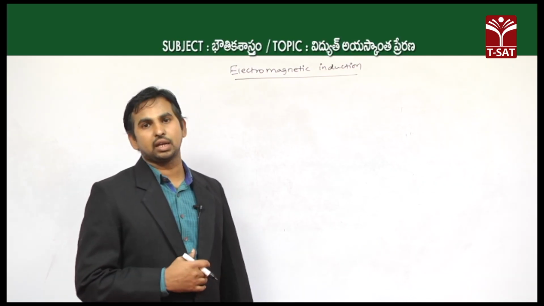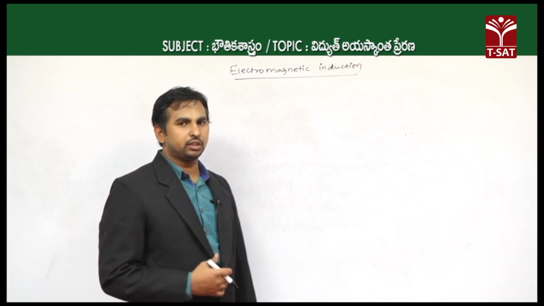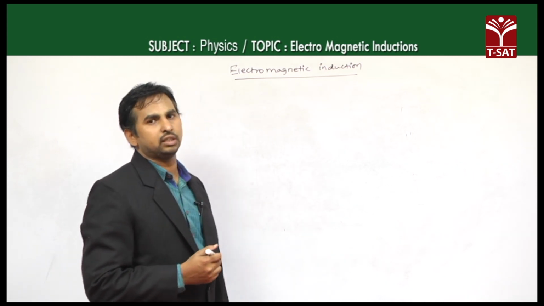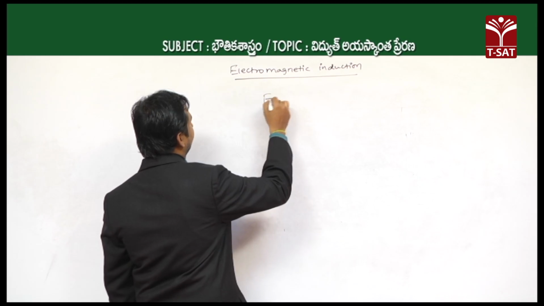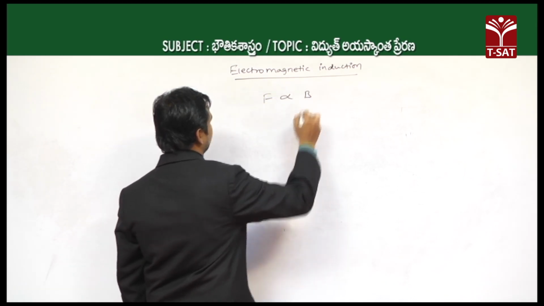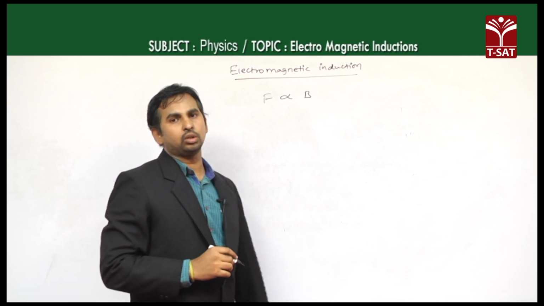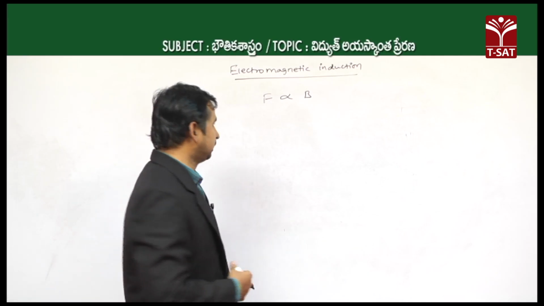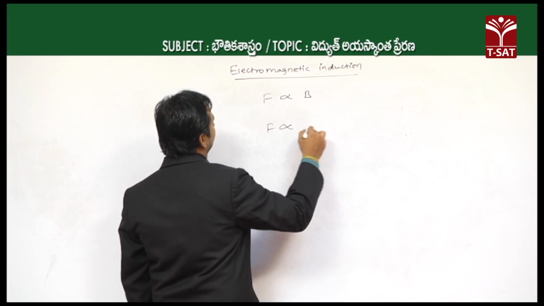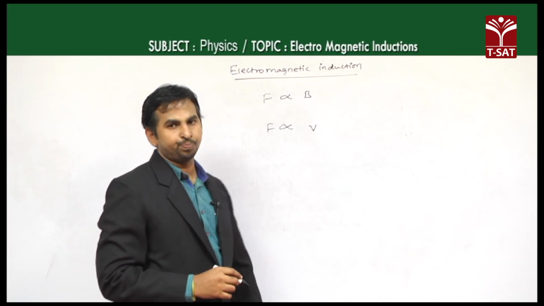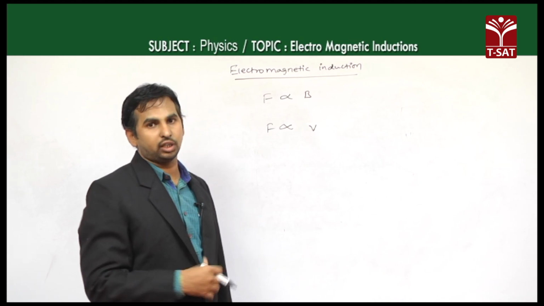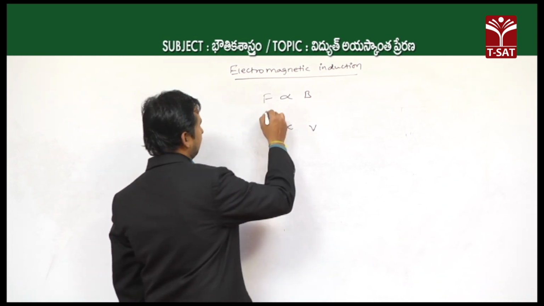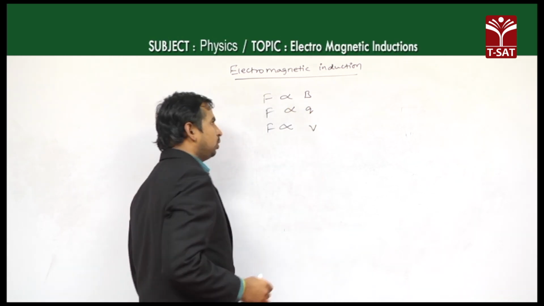Based on this we have a number of questions. Whatever force acts is directly proportional to the magnetic field present there. F is directly proportional to B. Not only that, the velocity we give to the charge also affects the force acting on it. So F is directly proportional to the velocity of the charge, and also to the magnitude of the charge. If you take more and more charge, the force acting on it also increases. So F is directly proportional to Q also.